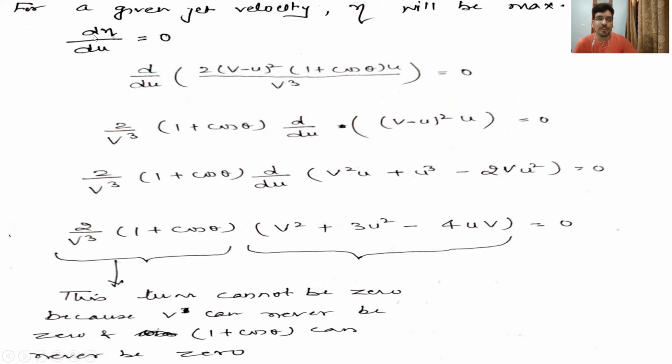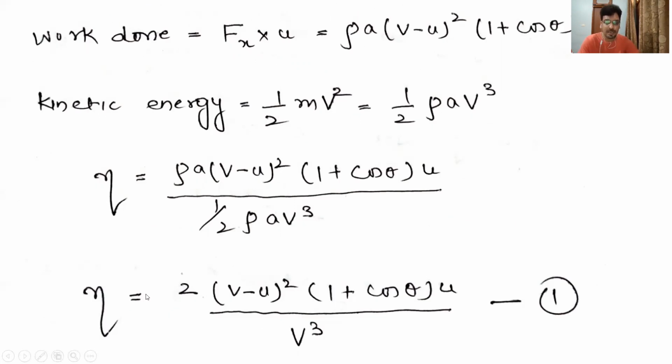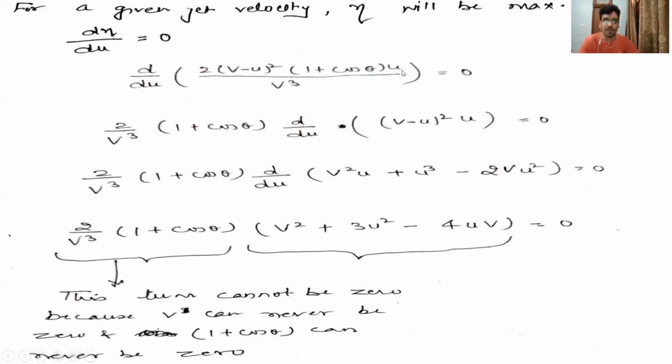So d eta by dU equals to 0. So d by dU, put the value of this efficiency in place of this eta. So we have placed it and put it equals to 0. Then this 2, 1 plus cos theta is constant, 2 is constant, V cube is constant. So we will take it out from this equation, and the rest equation is d by dU of V minus U whole square into U equals to 0.